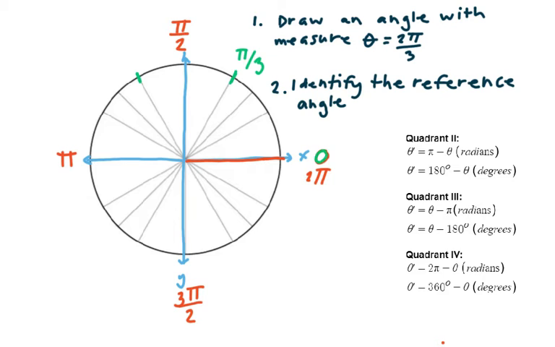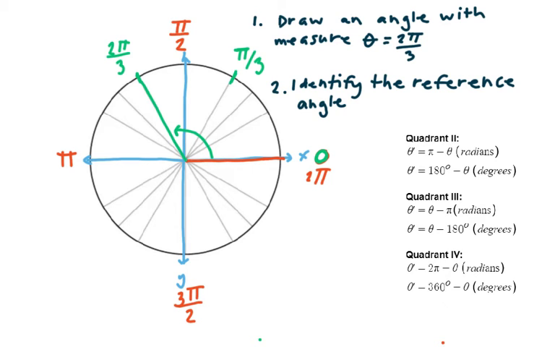So we start here at 0. We move up to pi over 3 radians. That's 1/3 of pi radians. And then this other green tick mark is going to be 2 pi over 3 radians. And so this is going to be the terminal side of our angle. At 2 pi over 3 radians, it's 2/3 of 1/2 of our circle here. So this is going to be our angle with a measure of 2 pi over 3 radians.